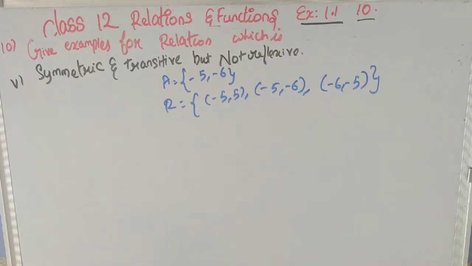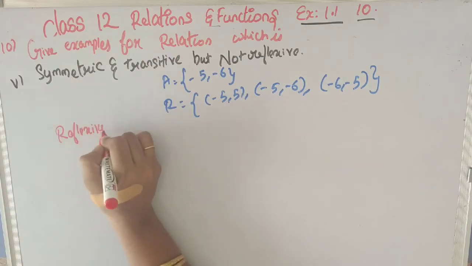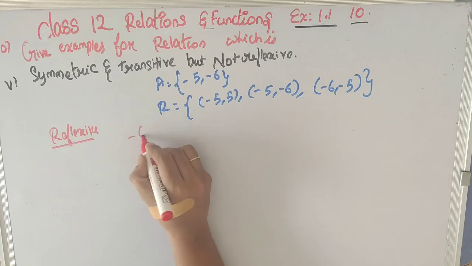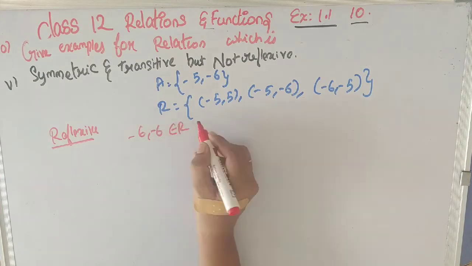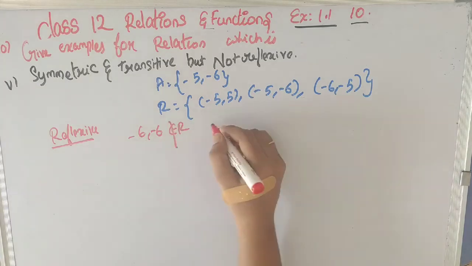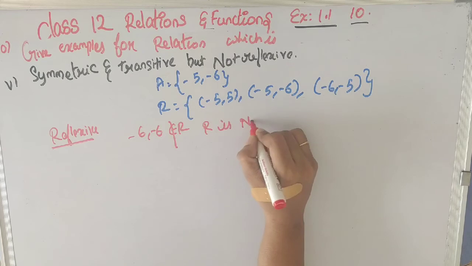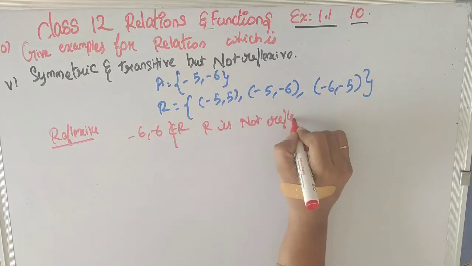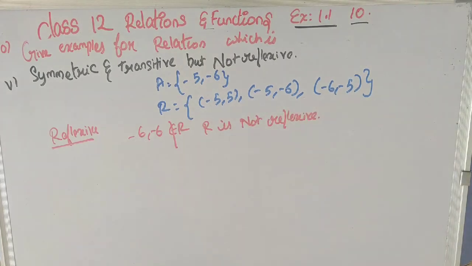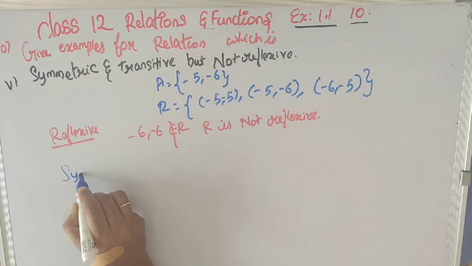Now we can check whether the relation is reflexive or not. What is reflexive relation? Both elements inside the ordered pair must look the same, like twins. Here, (-6, -6) is an element of R. Is it true? No, (-6, -6) is not an element of R. Therefore, R is not reflexive.